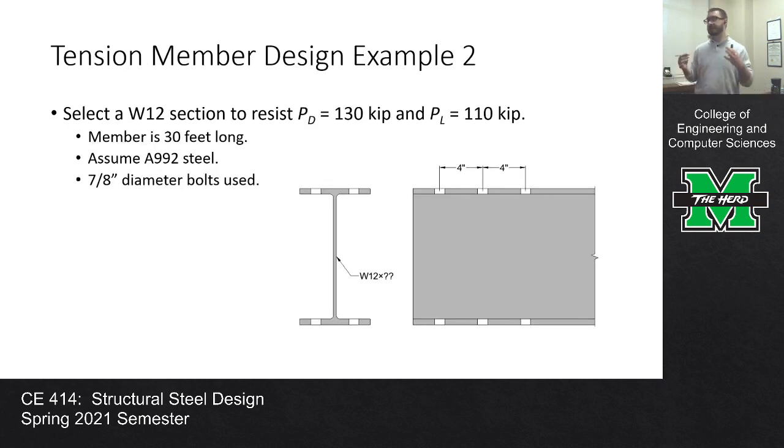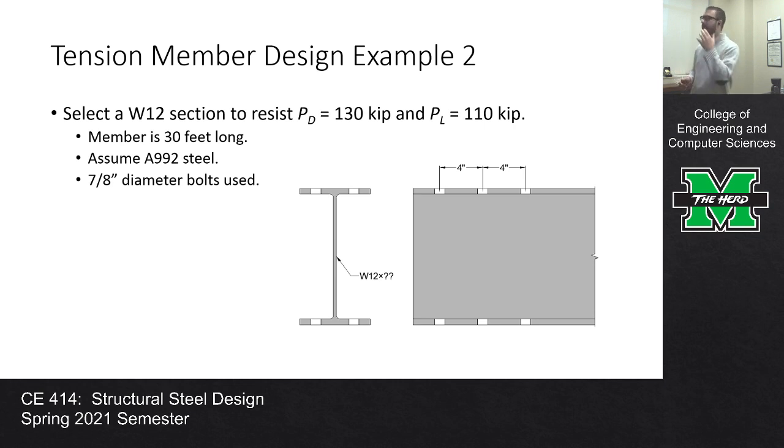What I want to do today is do a tension member design, and we're going to do a rolled beam. We're going to do a W section. We're going to design a W12 today. On your homework, you did a W8. But if you understand this, then hopefully if there were any questions on the homework assignment that were a little funky, this problem will illuminate those. We're going to select a W12 section to resist a dead load of 130 kips and a live load of 110 kips. We're going to say that the member is 30 foot long, so that'll help us on the slenderness check.